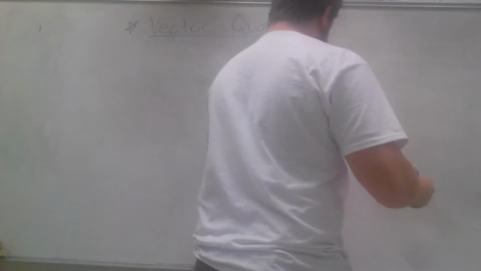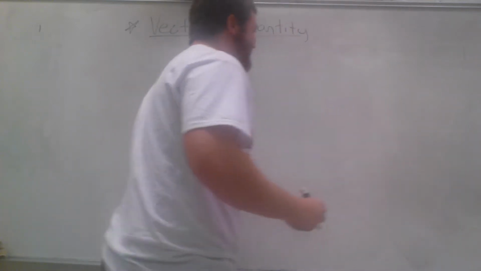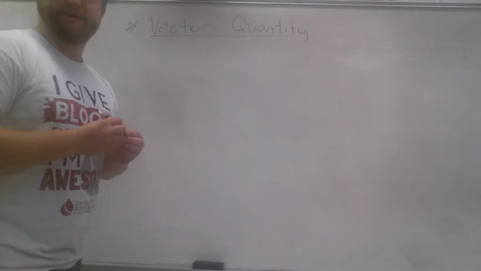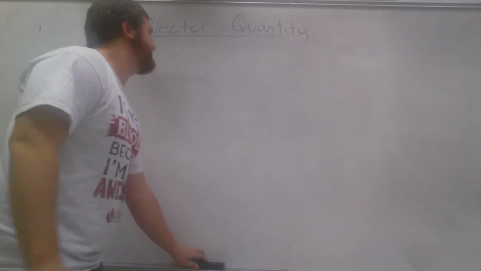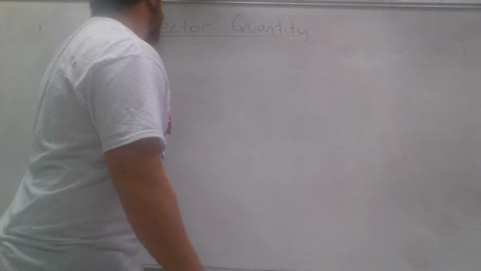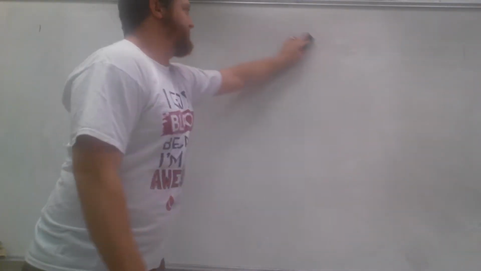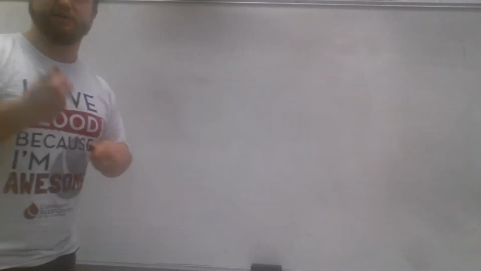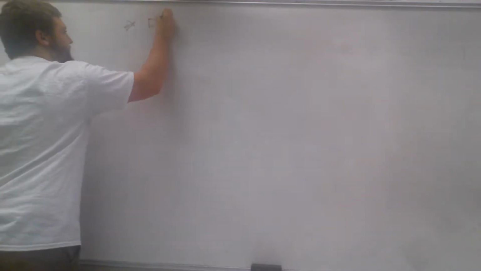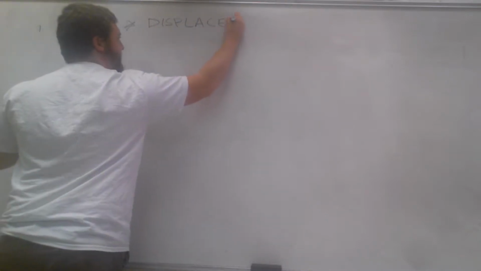Well, let's do this. I'll leave a vector alone. You should know what a vector is. It has direction and quantity. That's why it's a vector quantity. Now we're going to talk about displacement. So displacement, you should also know. Now all these come together, and I'll talk about how they come together as we move on.